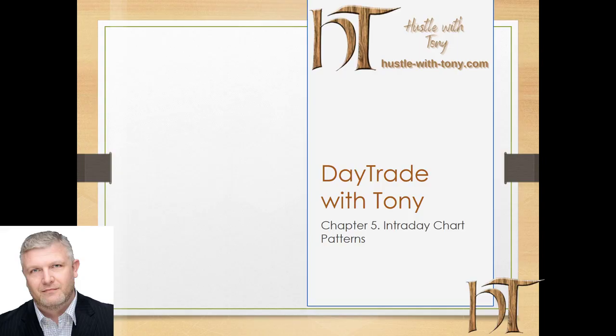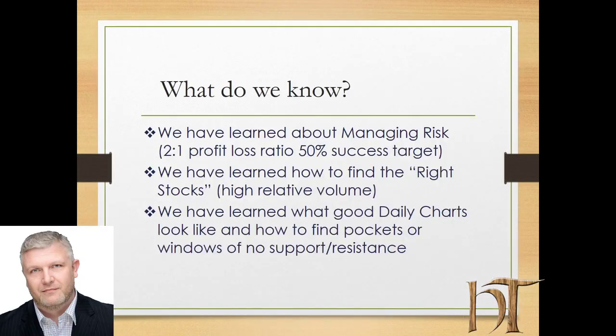Today we're going to go over intraday chart patterns. So, what have we learned so far? Well, we know that the most important thing for a successful trader is having a positive profit loss ratio, ideally 2 to 1, with a 50% success target, so a good accuracy. What we've also learned is that we need to have the right stocks. We have to find the proper stocks to trade. So we're always looking for stocks with high relative volume.